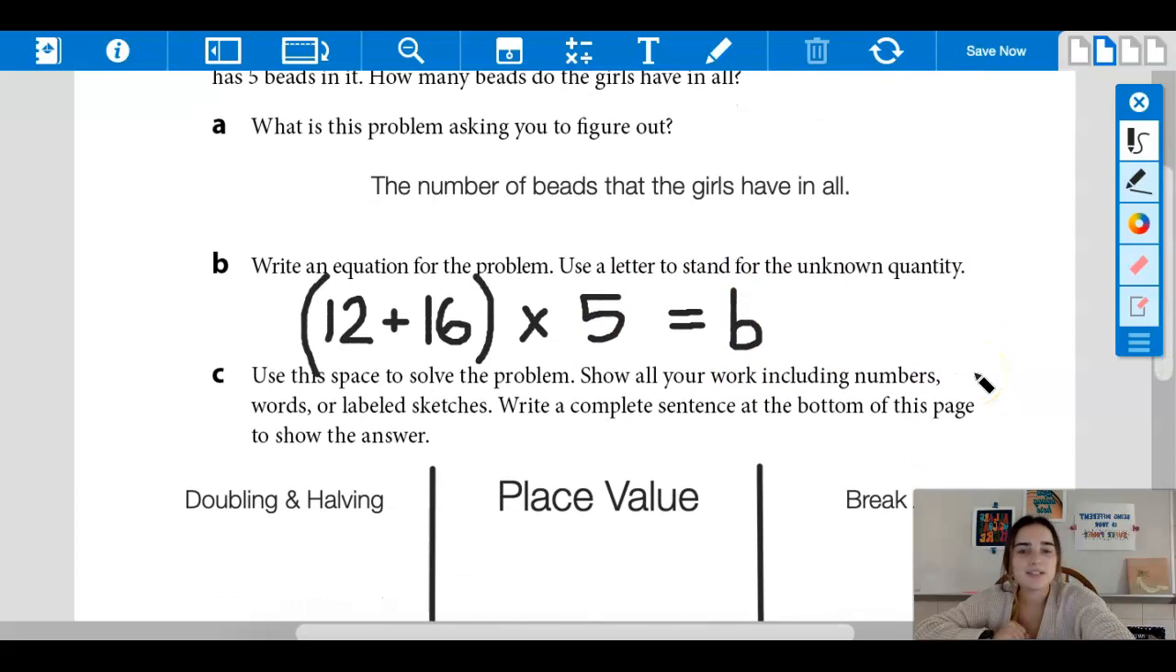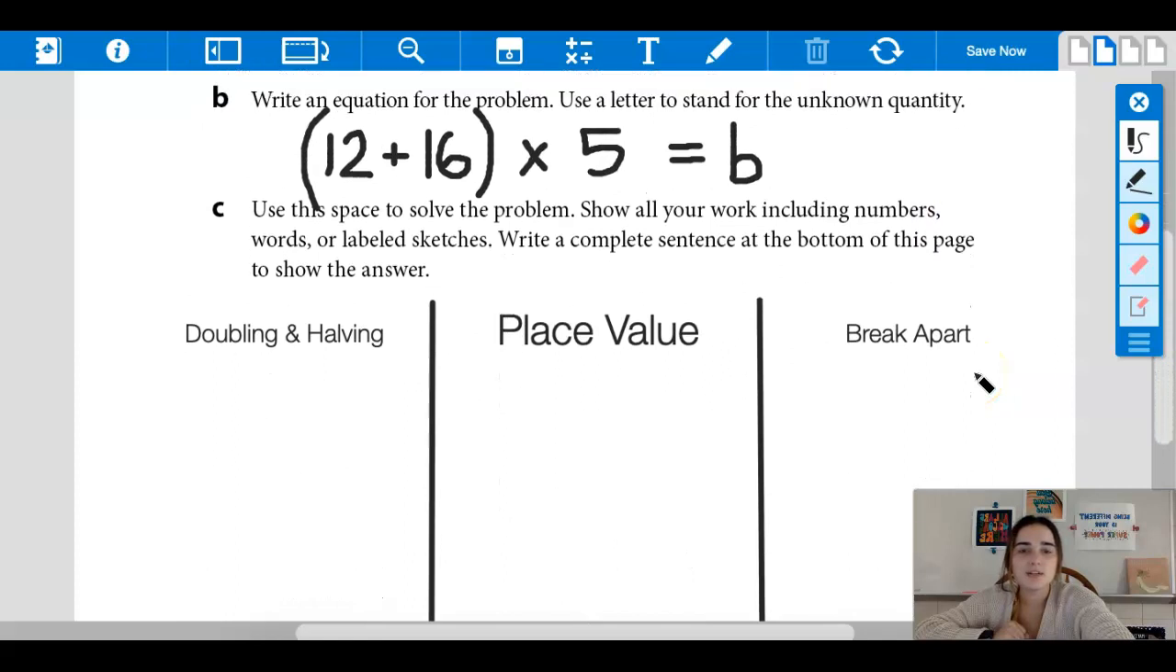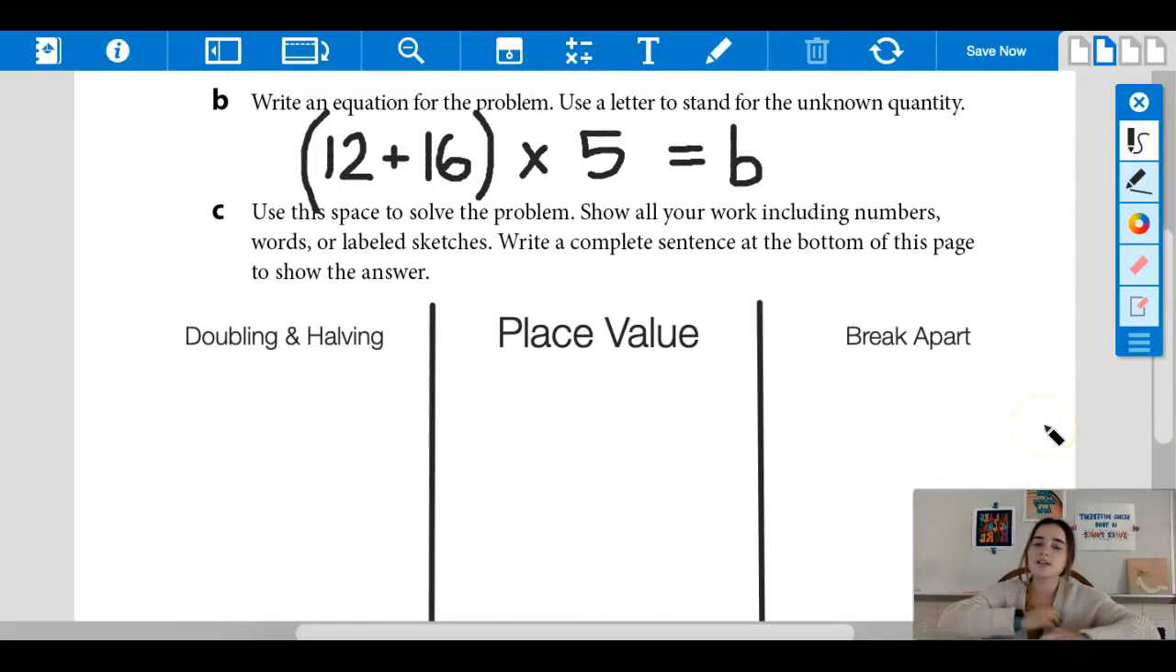We are going to use the space to solve the problem. We're going to show all our work, including numbers, words, or labeled sketches. And when we are done, we will write a complete sentence at the bottom of this page to show the answer. So before you watch the rest of this video, I would like you to pause and try to solve this equation on your own. If you have a strategy and you're ready to go, I want you to pause and solve it on your own. Remember to do whatever inside the parentheses first. If you need help, I'm going to show you 3 different ways that we can solve this problem.